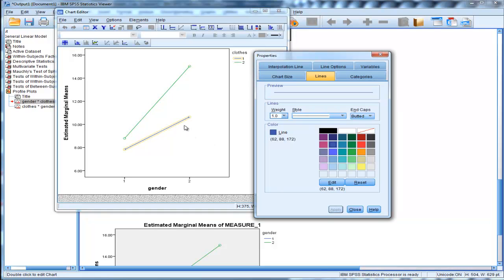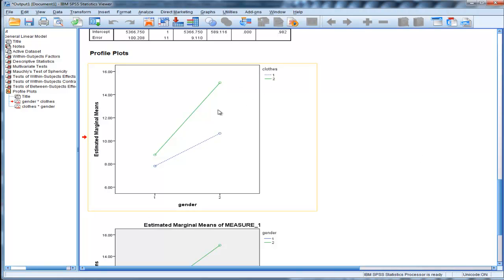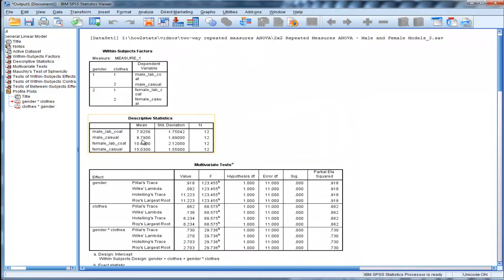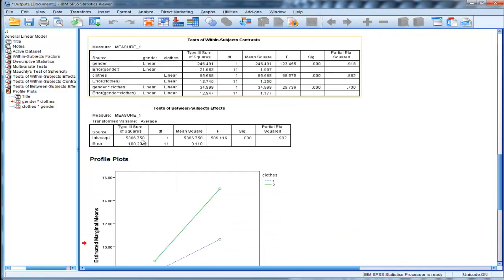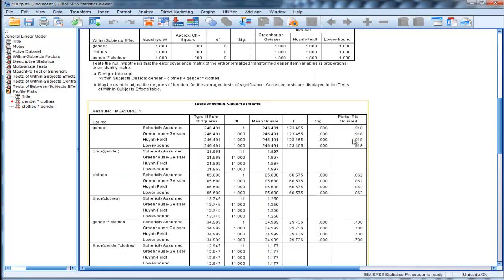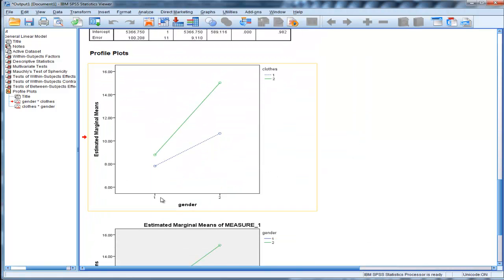So let me just try to fix this up a bit. Put it like that. So this broken line is 1, and the green line is 2. But it doesn't tell us which one is which. And gender here is at the bottom. So if you remember what the means were up here, 7.8 and 8.8 were the lowest means. And we can see that they are actually here, 7.8 and 8.8. So it's actually the males here. So we can see that gender 1 is actually a male.